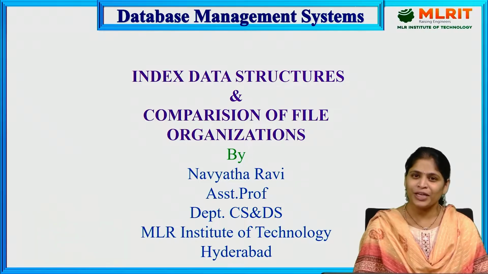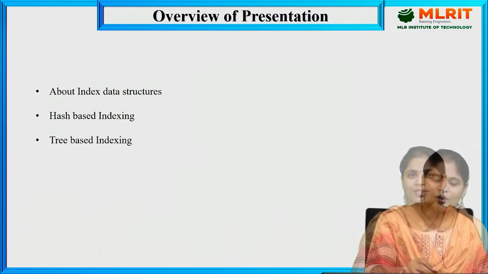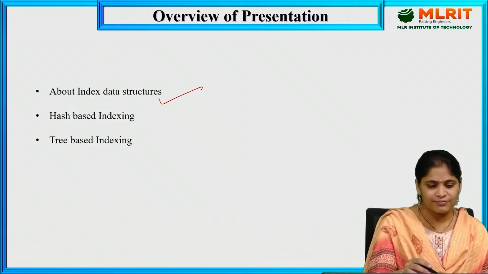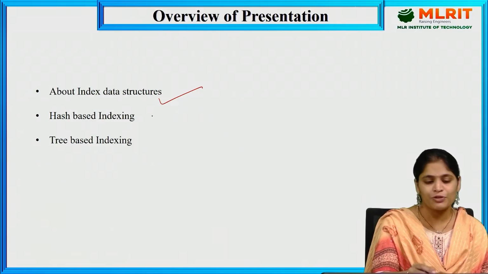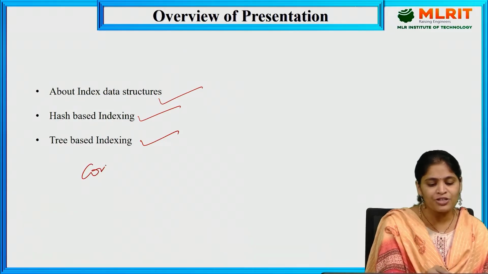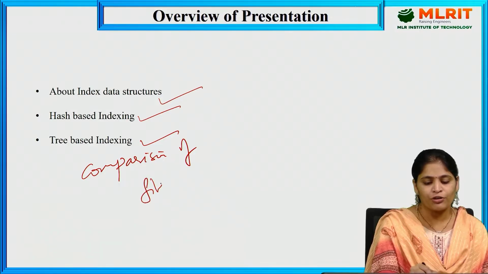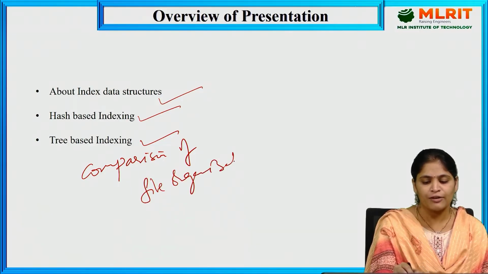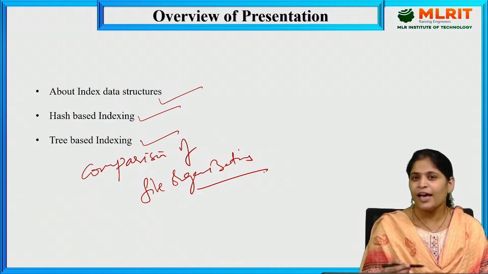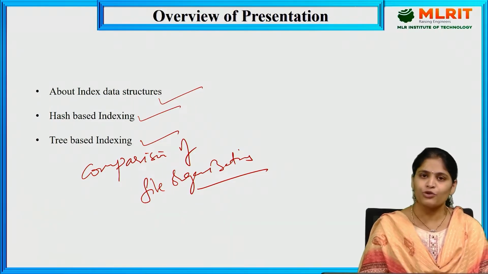Technology. Today, I am going to discuss index data structures and comparison of file organizations. My overview of the presentation includes index data structures and the different types: hash-based indexing, tree-based indexing, and comparison of different types of file organizations which we have discussed till now. That is heap file, hash file, right? Clustered based indexing. So whatever the organizations that we have already dealt with, we will compare those file organizations.